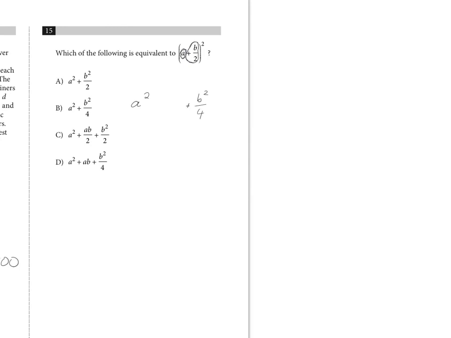But there's always a middle term, and that's going to be the product of these two terms. This times this, and then times 2. So that will be A times B over 2 is AB over 2, times 2. And the sign is going to be positive from above, but these 2's cancel. So the answer is D.